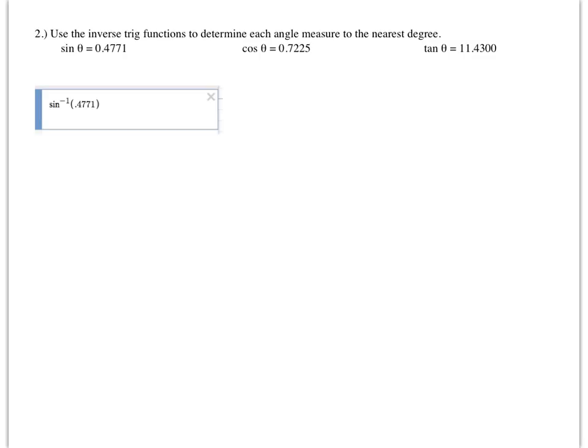So go ahead and type in your inverse sine function, followed by the decimal 0.4771, and hit enter. And we're going to round to the nearest degree this time. And you should get 28 degrees.